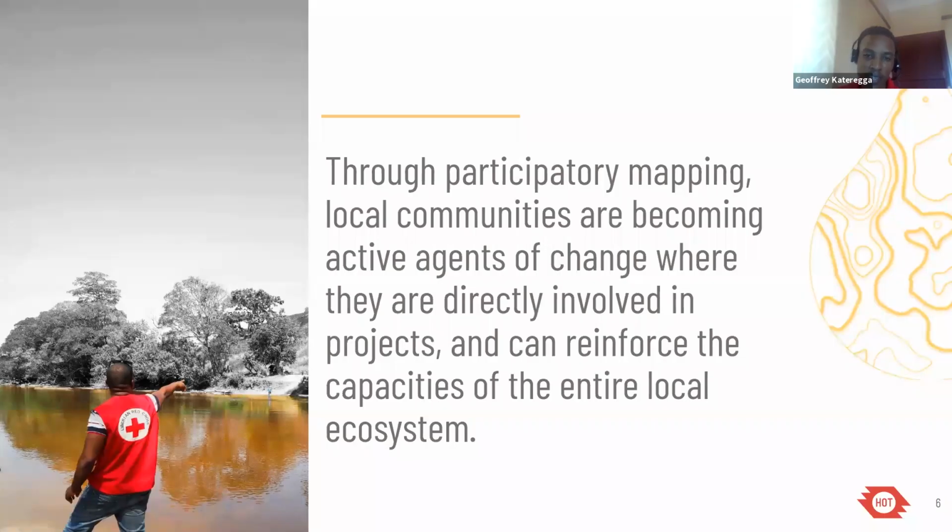So what we are seeing is that through participatory mapping, local communities are becoming active agents of change, where they are directly involved in projects. So using open source tools and contributing to open data through OpenStreetMap, the local communities are coming at the center of what is happening. And this is good because it is reinforcing the capacities of the entire local ecosystem.